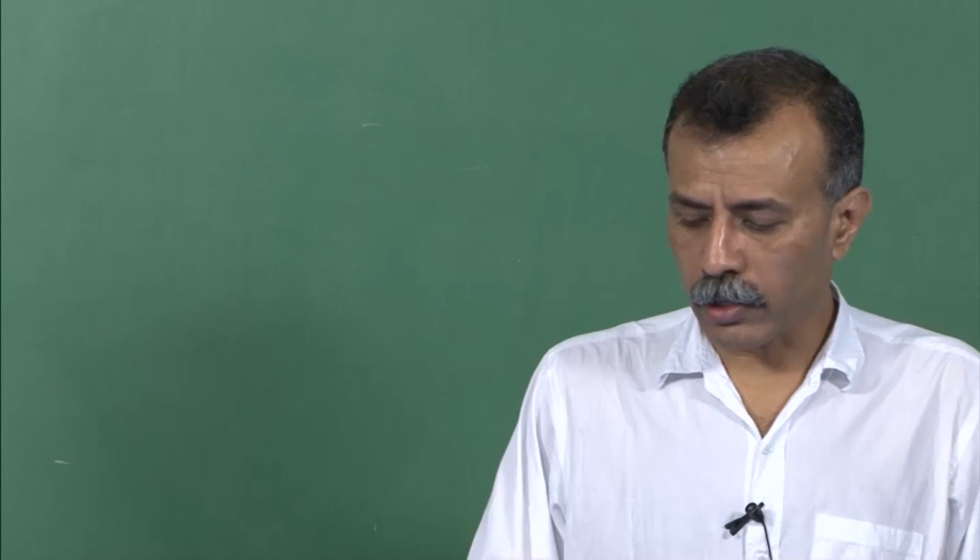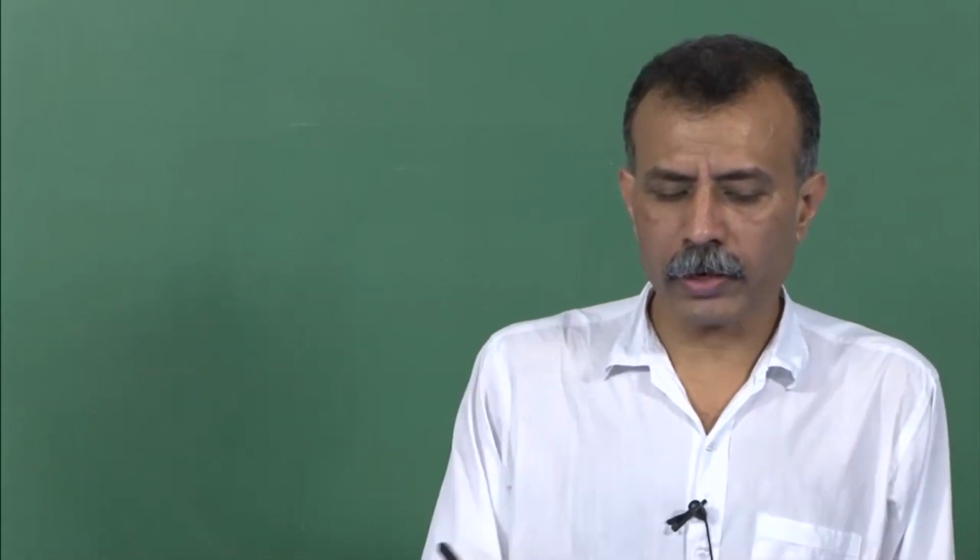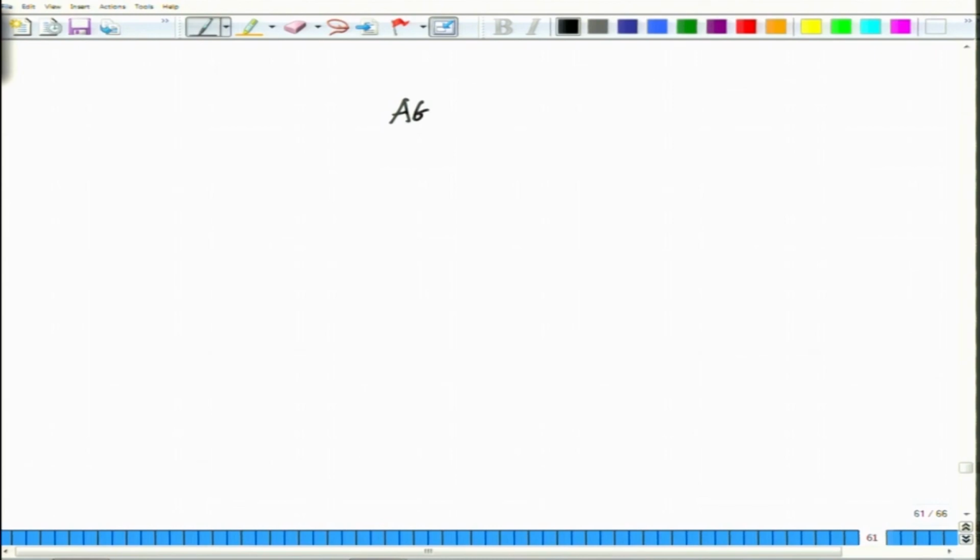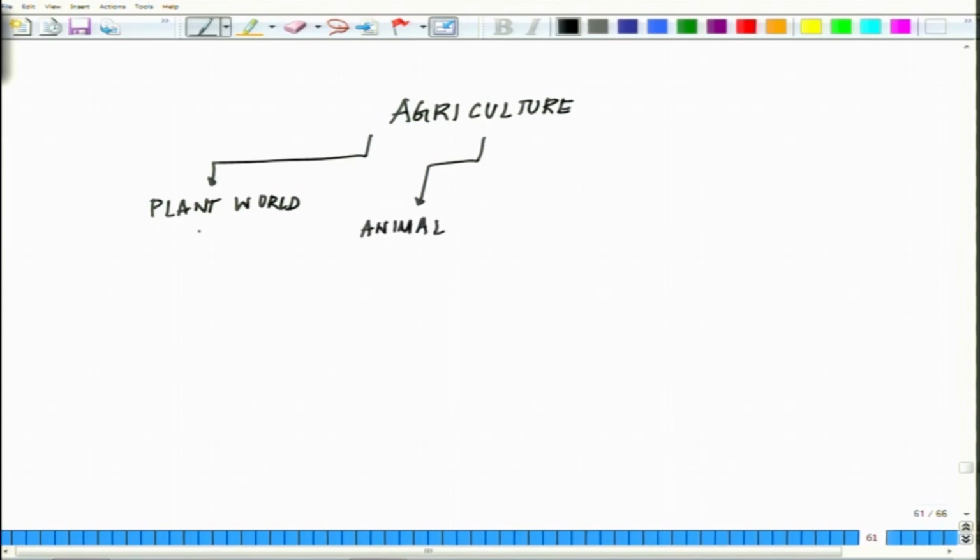So agriculture, as we have started, if you look at the whole spectrum of agriculture, it will be the plant world and the animal world, and within the plant you will have all the categories: you have the grains, the legumes, the flowers, the trees and all.